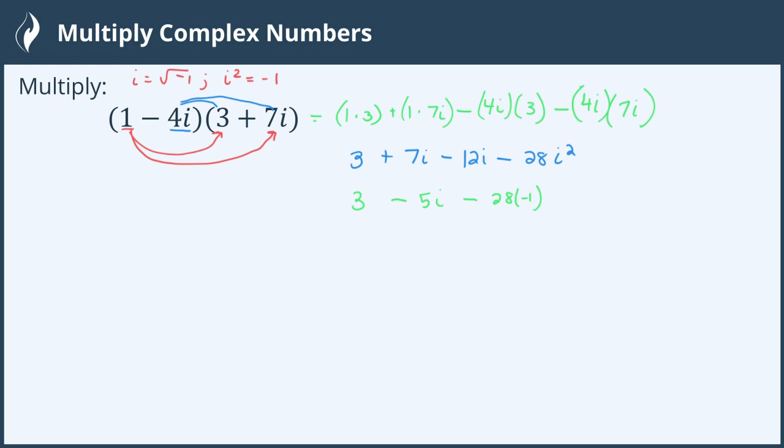Okay, so my next step was going to be this. I'm going to leave the 3 the same. My minus 5i is going to be the same, but my negatives are going to cancel out, so it's going to become plus 28. Now I have two like terms, 3 and 28, so I'm going to add them together. That's going to give me 31 minus 5i, because there's nothing we can do with it, and that is our final answer.